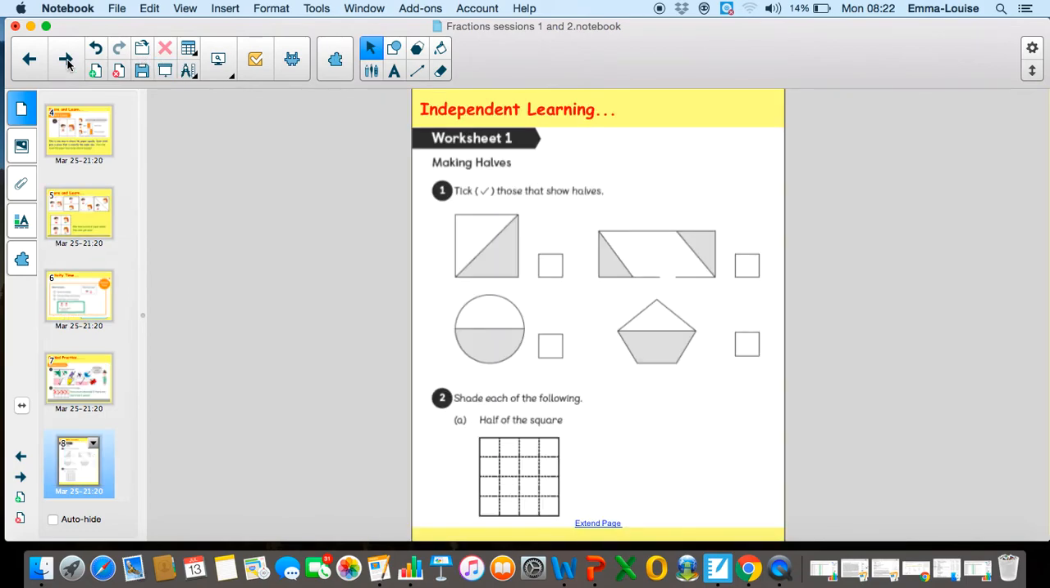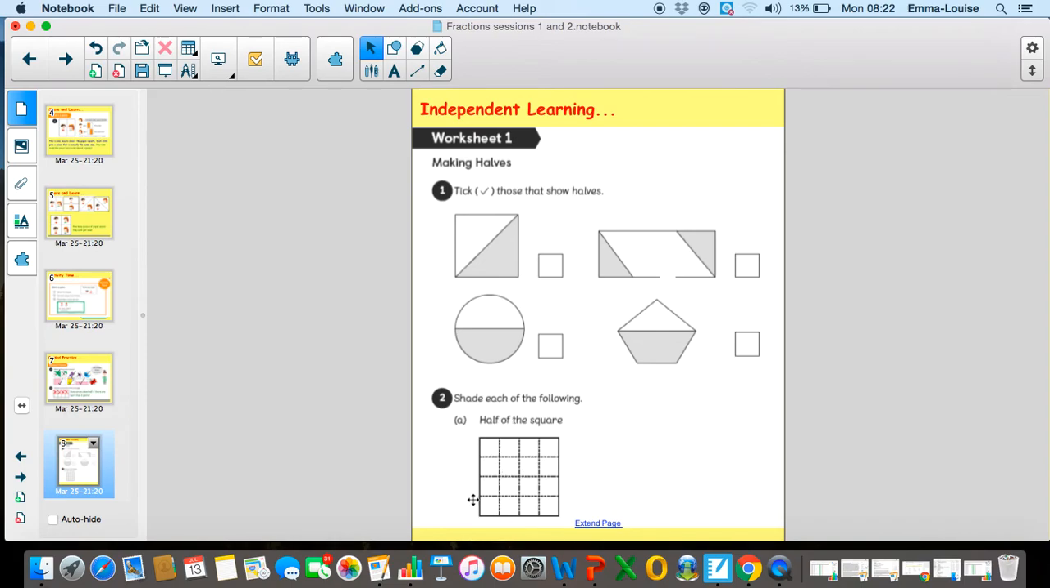Your worksheets for today can be found on the Home Learning website. Your first activity, you've got to show you can recognise and identify halves. Remember, your shape needs to be shared into 2 parts, but it's so important those 2 parts are equal. If they are, give it a tick. So if you think this shows a half, give it a tick. If you think this shows half, give it a tick. If not, leave the box empty or even pop a cross in.